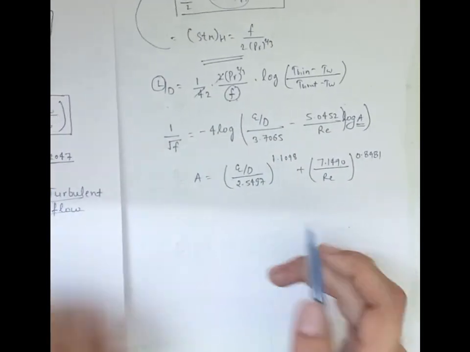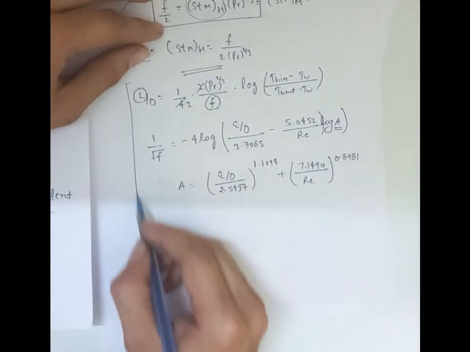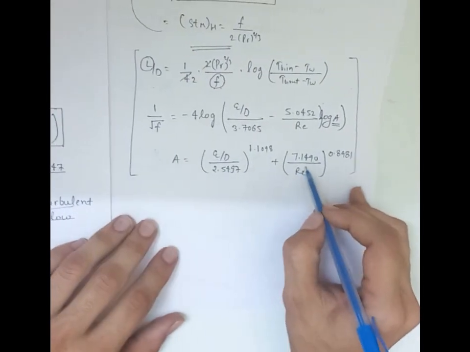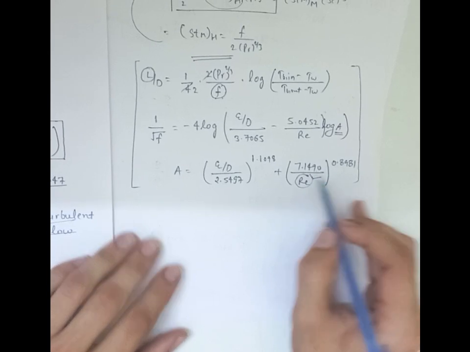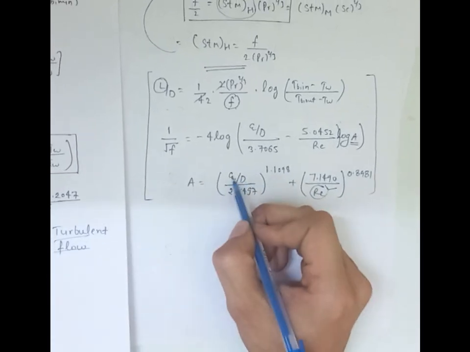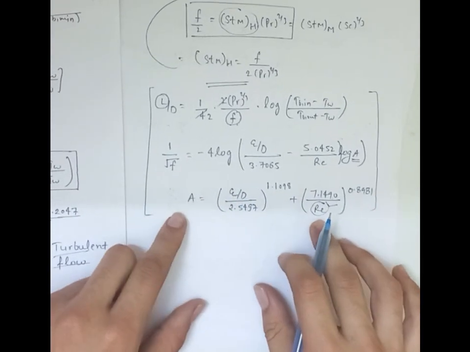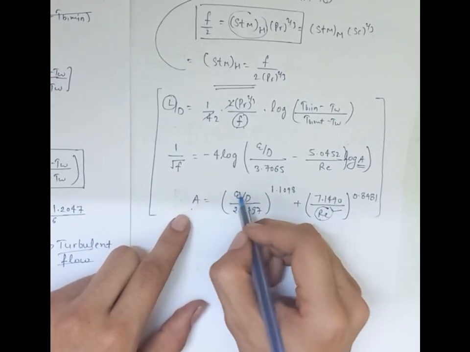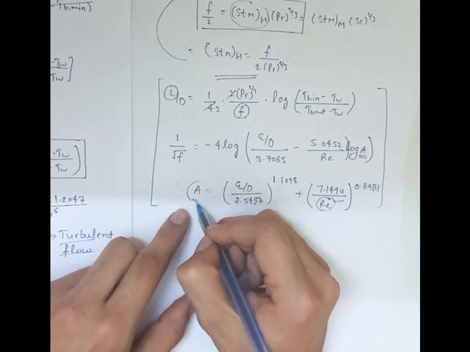Okay. So the main relations that we have are these three relations. We know the Reynolds number and the diameter of the pipe, and if we know the surface roughness, then we can find the value of this constant. With the help of the Reynolds number, diameter and surface roughness, we can find this constant A.